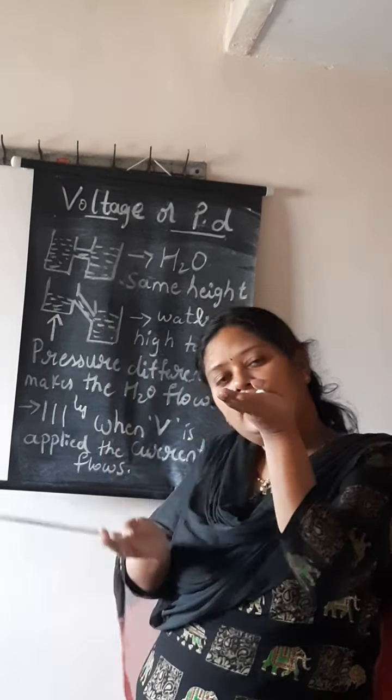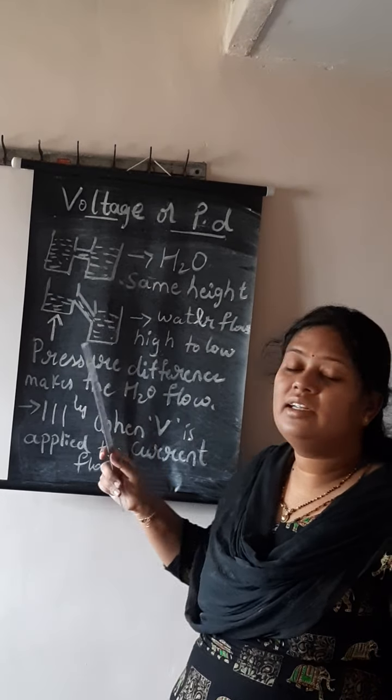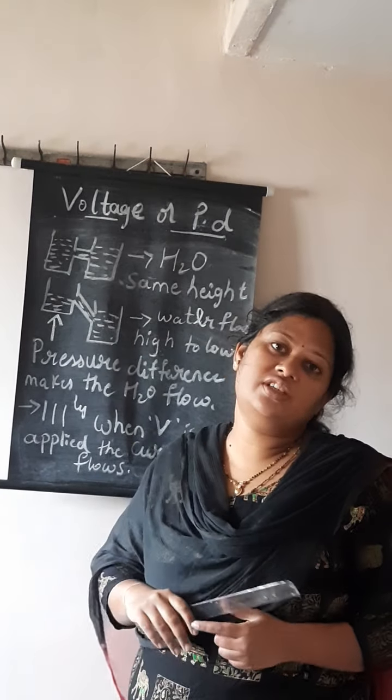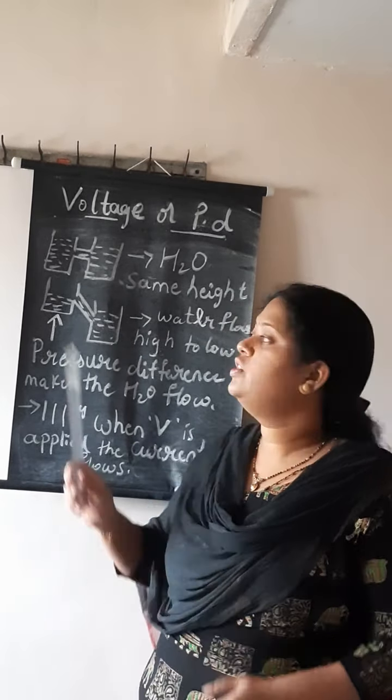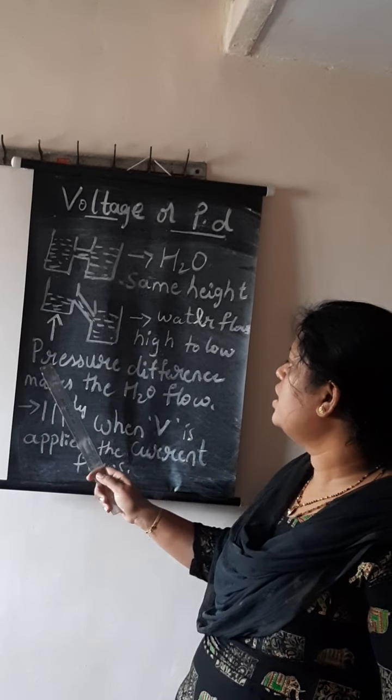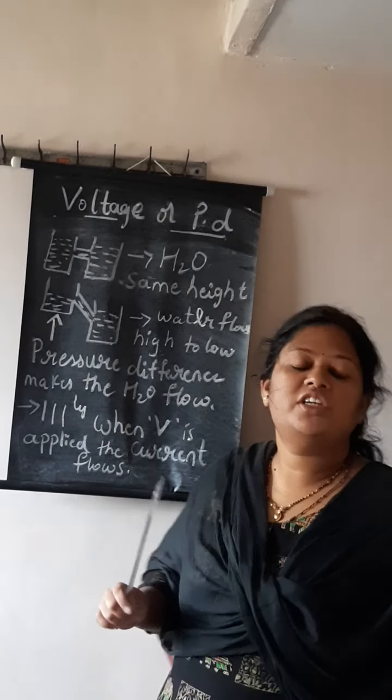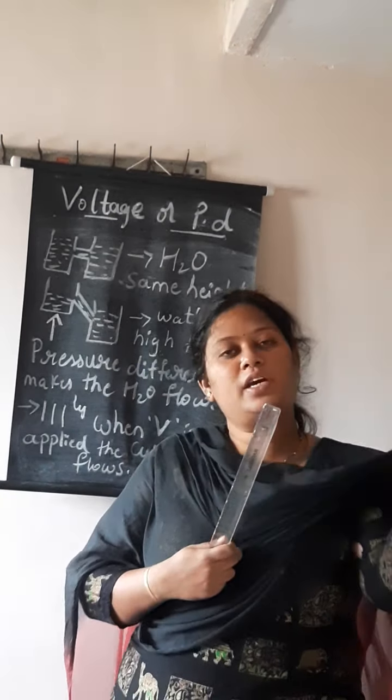So there is pressure. The pressure pulls down towards the second beaker, and along with it, the water also starts flowing into the second beaker. So we say that a pressure difference is created, which makes the water flow from the higher level to the lower level. Water flows from high to low level due to the pressure difference. The pressure difference here is making the water flow from higher potential to lower potential.